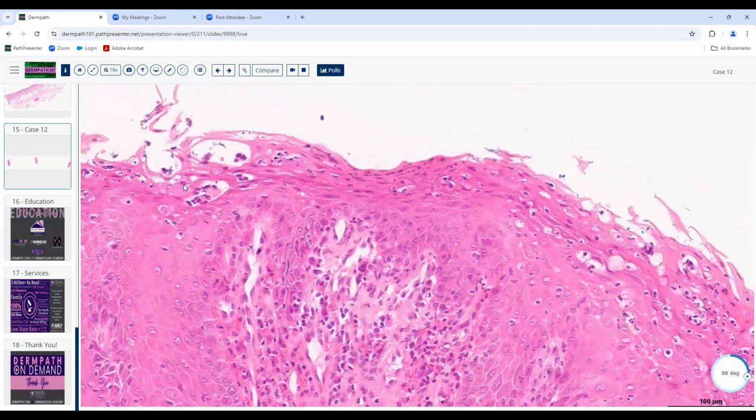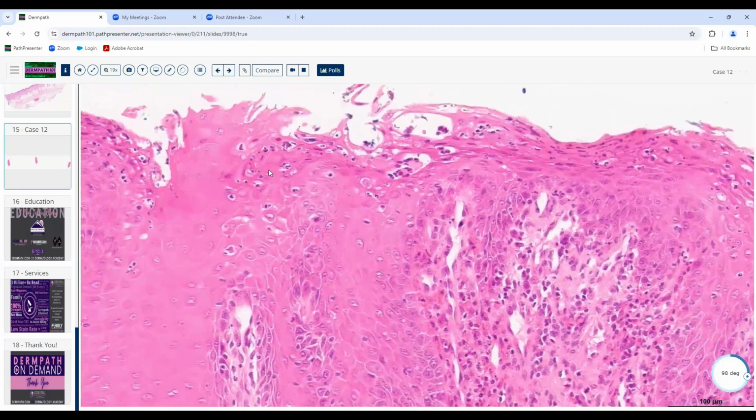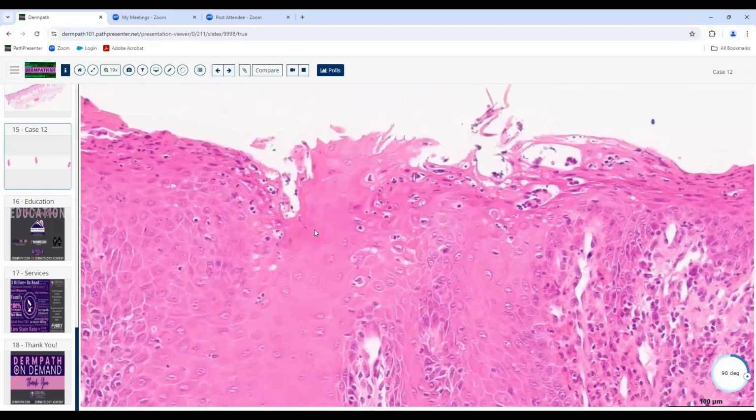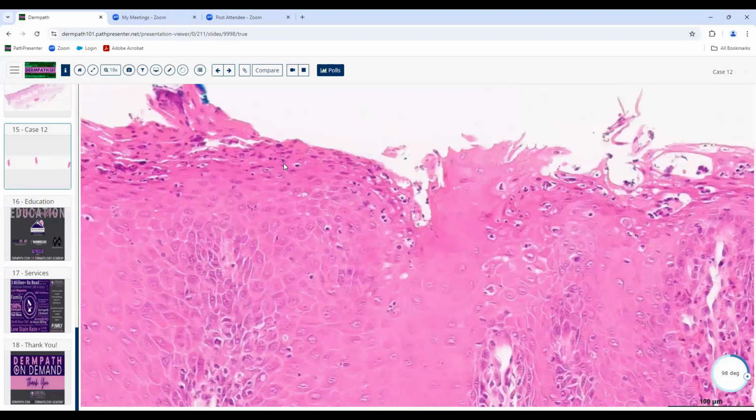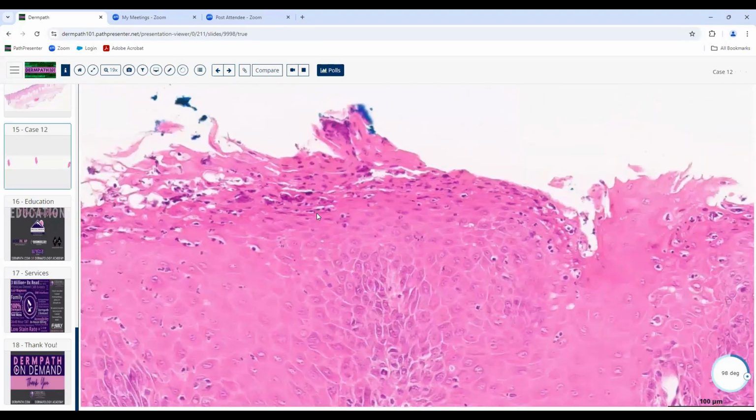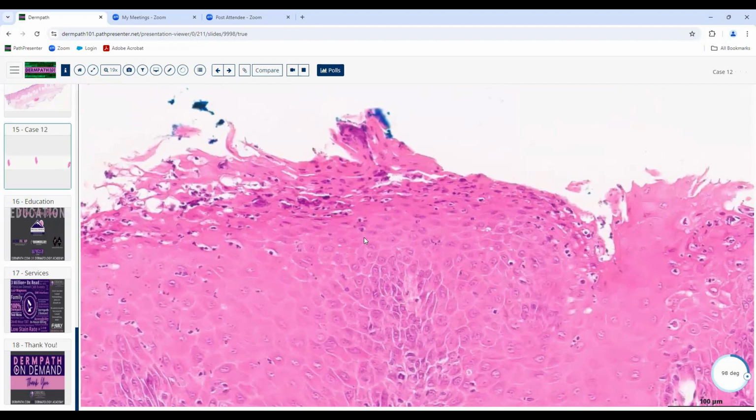So this is an example of verrucous candidiasis. Here's some candidal organisms right here that are drilling down into the epithelium, almost like an oil well. That's how the candida grows into the epithelium, as opposed to dermatophyte, which tends to grow more horizontally. Candida grows down into the epithelium. And you don't have to have a lot of organisms. You can have really few organisms and cause a lot of inflammation.